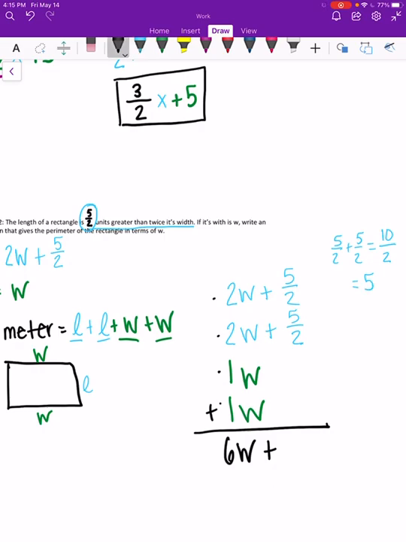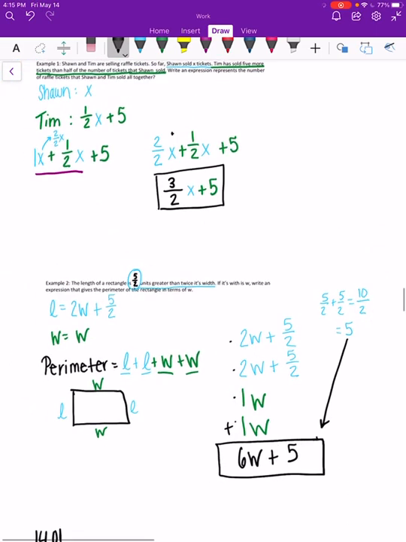So we have 6W plus 5. And that's our answer. So I'll make this a little smaller so you can see all of it.